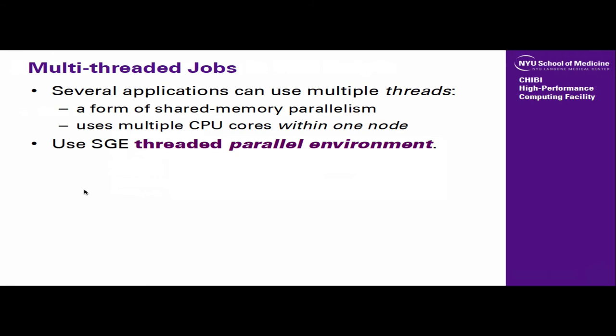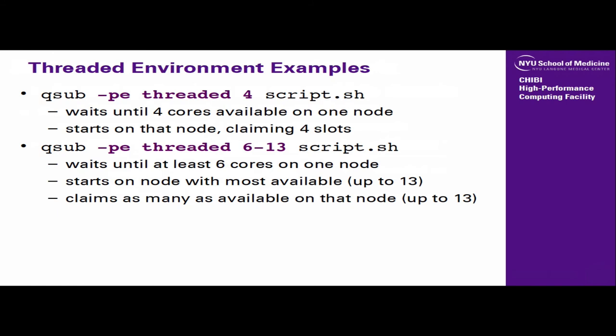The way you do that is with a parallel environment. SunGrid Engine has parallel environments. We have several installed on our system. The one I'm going to tell you about is called the threaded parallel environment. And so if you're going to run a program that uses multiple threads, you need to use the threaded parallel environment. The way you do that is altering your qsub command line. And again, you could put these flags in the script itself if you want. You specify a parallel environment with minus PE. Minus PE, then you tell it which parallel environment, in this case threaded. And for a parallel environment, you also have to tell it how many you want to use. For a threaded parallel environment, that means how many threads or how many cores you want to use.